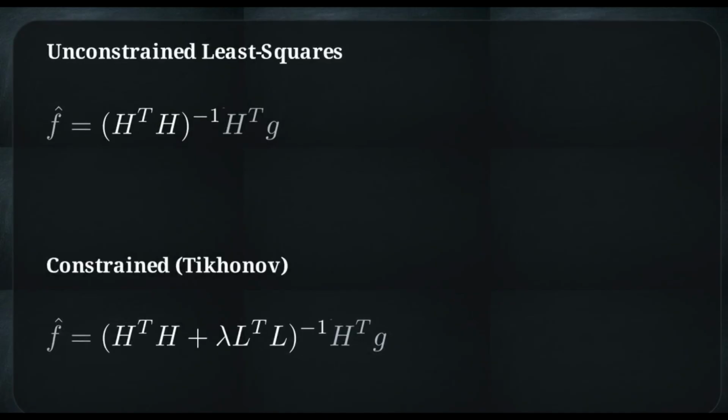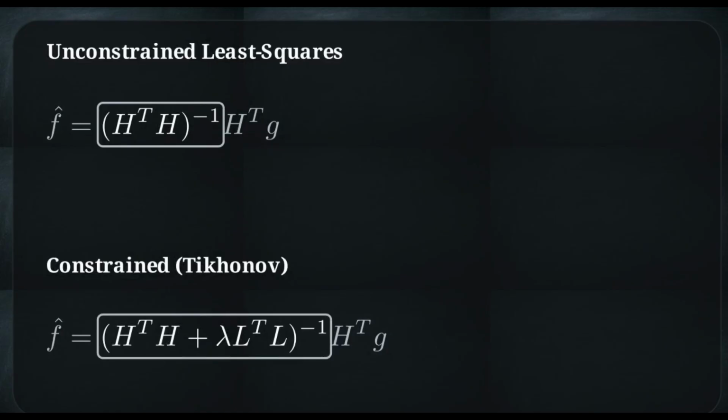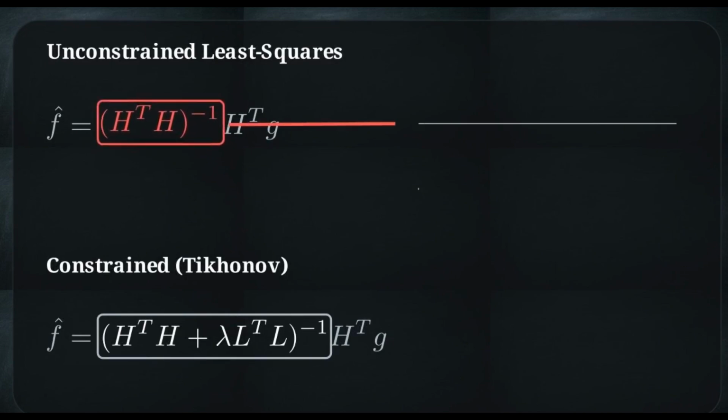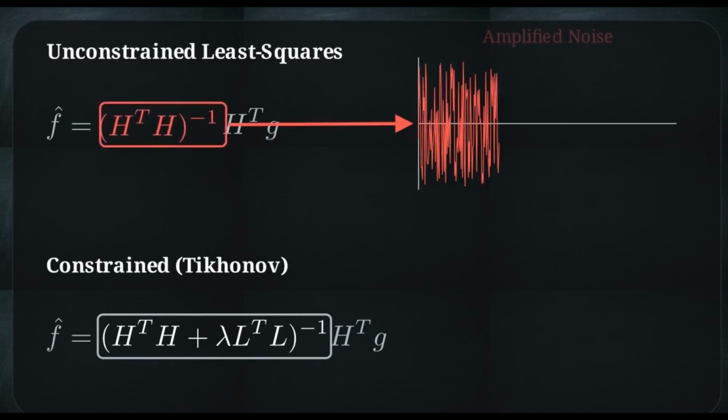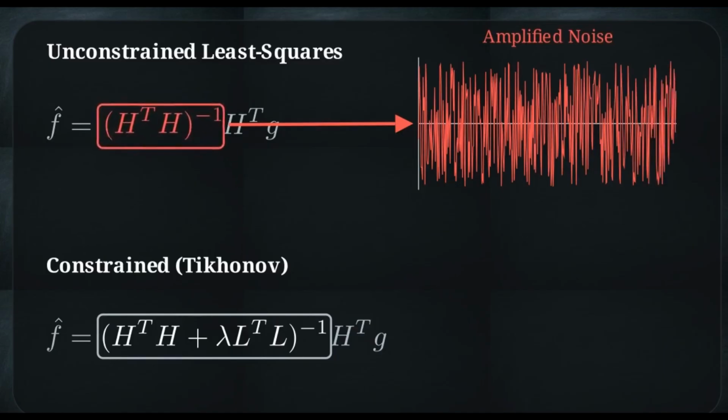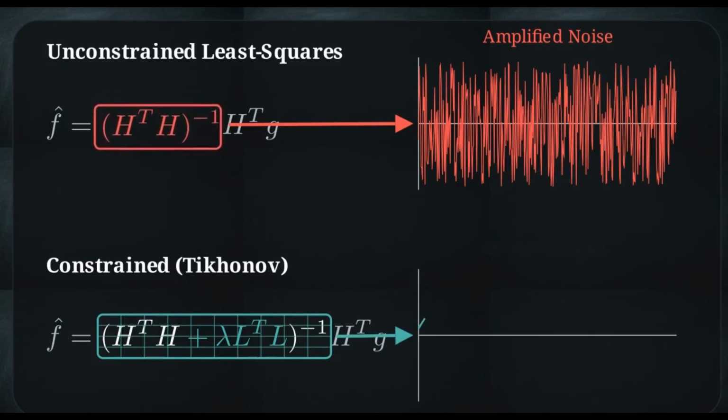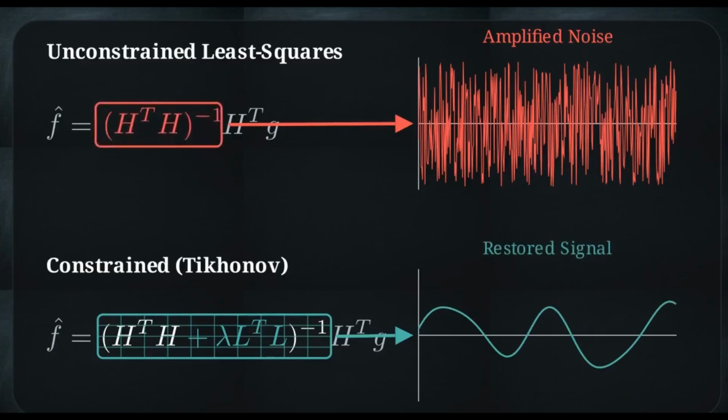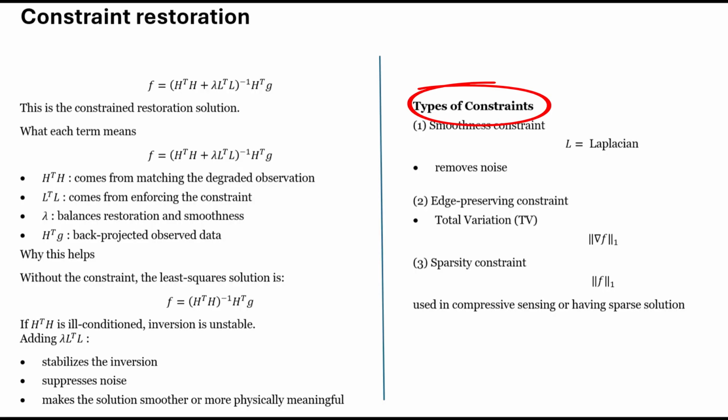When we compare this to the unconstrained least square solution, the difference is concentrated entirely inside the inversion bracket. If the standard degradation matrix is ill-conditioned, meaning nearly singular, calculating its inverse is wildly unstable. That instability is what triggers the noise amplification seen earlier. The addition of the lambda L transpose L term alters the geometry of the matrix, shifting its eigenvalues to stabilize the inversion process. The constraint dictates the final form.